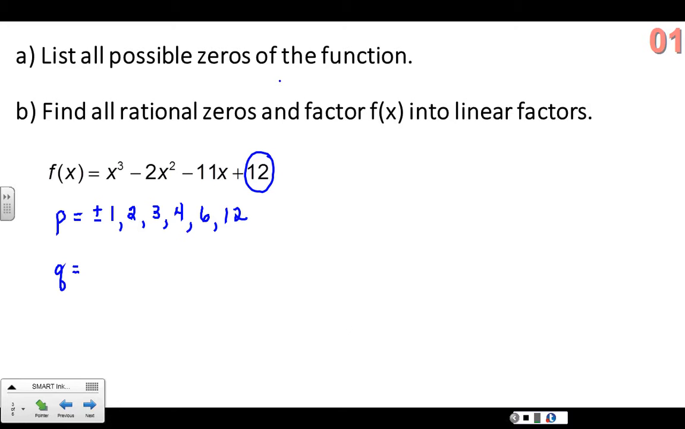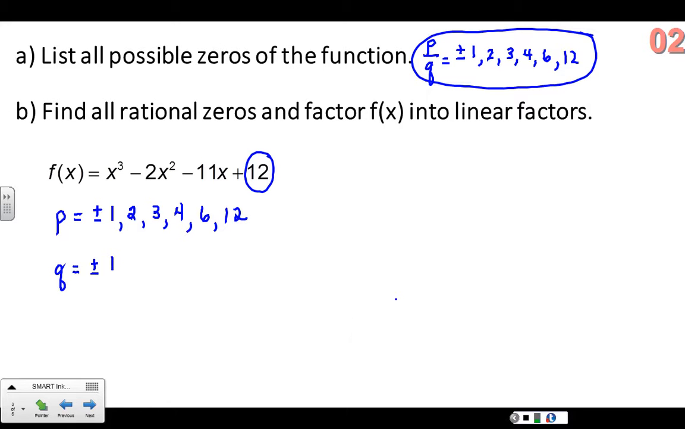Q will equal plus or minus all the factors of the leading coefficient. Well, in this case, your leading coefficient is x cubed, so there's an understood 1 in front. The only factors of 1 would be 1. So to find the possible zeros for the function, we're going to find all the possible fractions P over Q, plus or minus. If you put all these P values over the 1 in the Q's place, then anything over 1 is just the number itself. So 1, 2, 3, 4, 6, and 12. That's all the possible rational zeros of that function.